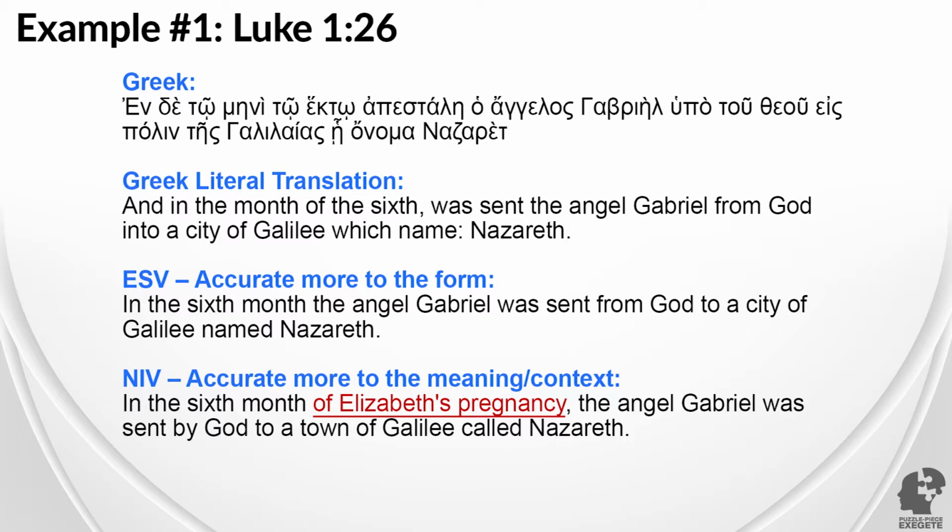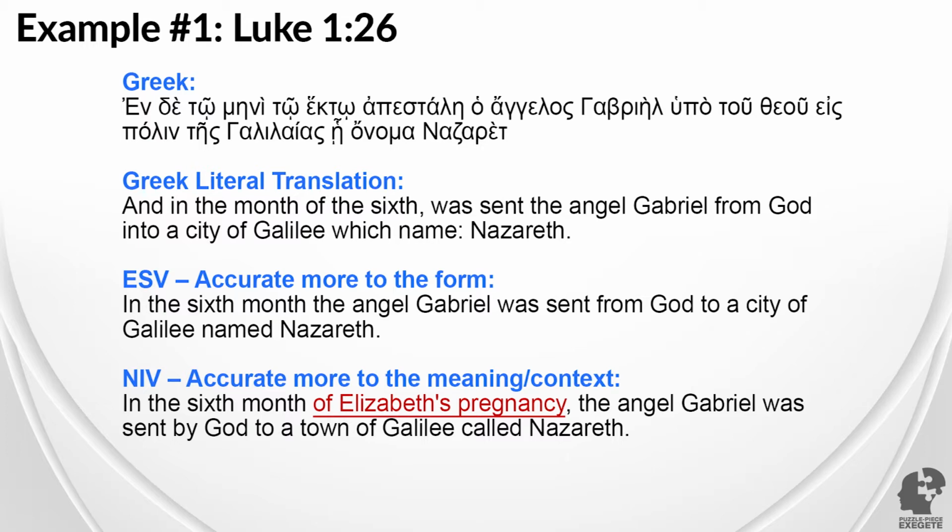It's kind of, yeah, we can make sense of it, but what's going on? So we look at the ESV, our more formal equivalent versions, more accurate to the form. They're trying to be more accurate to the form of the Hebrew and the Greek. And in the ESV, we see, in the 6th month, the angel Gabriel was sent from God to a city of Galilee named Nazareth. Now, a lot easier than my rendering of the Greek. But so we have here, in the 6th month.